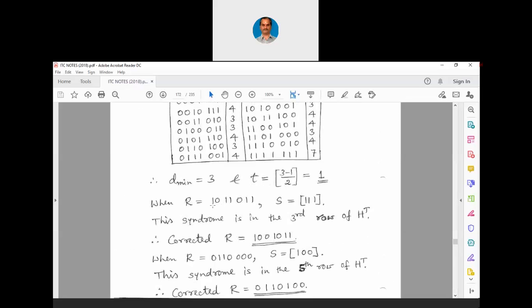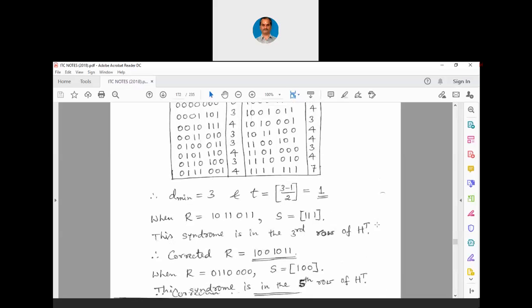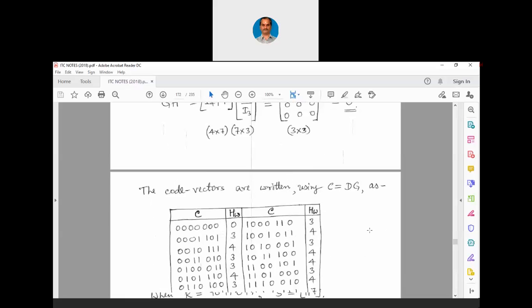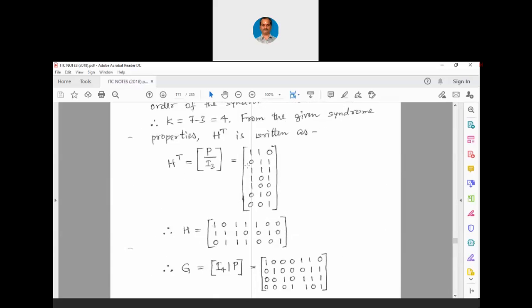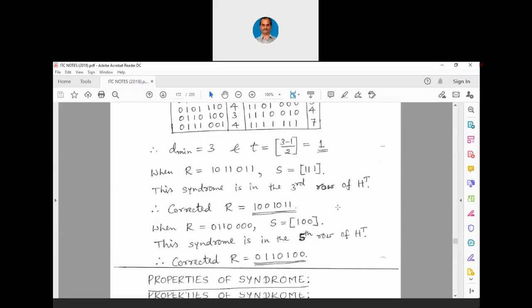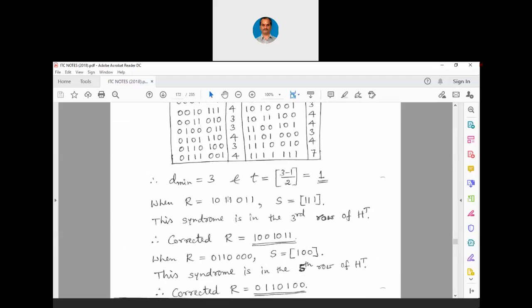When R equals 1011011, we will find the syndrome as 111. He has asked us to find the syndrome, right? So it is 111. This syndrome is in the third row of H transposed. That 111 is in the third row. That means the third bit is under error. So the corrected vector is 1001011.